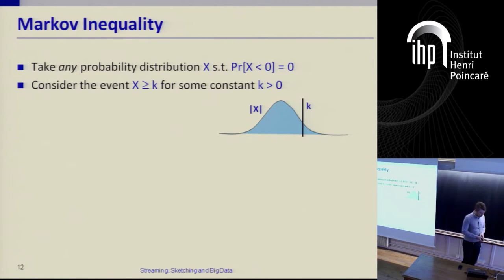Okay, so let's build a concentration inequality from first principles. We're going to build the Markov inequality. We start with any probability distribution with one constraint: this random variable X that I'm going to analyze must be non-negative, so it has zero probability of being negative. So here's my probability distribution, and I pick some arbitrary constant k, hopefully intersecting the tail of this distribution. I'm going to think about the event that a draw from this random variable is more than k.